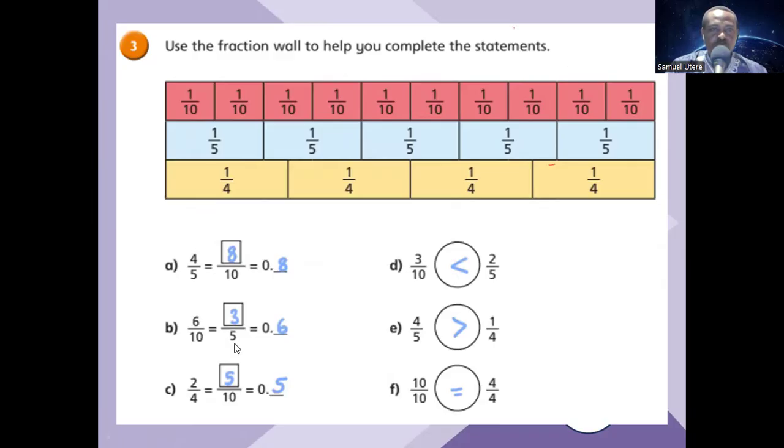All right, 2/4. So we look at 2/4 using the fraction wall. We go up, and you see that is equivalent to 1, 2, 3, 4, 5. That is equivalent to 5/10. And then we can see that it's also equivalent to 0.5. And then we can use the greater than or the less than symbol. By using the fraction wall, we can complete these.